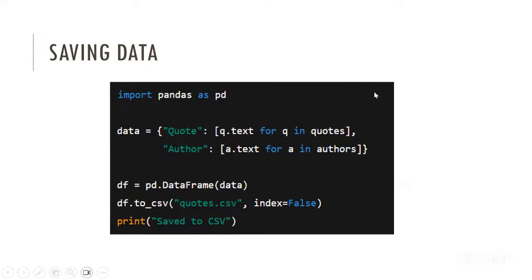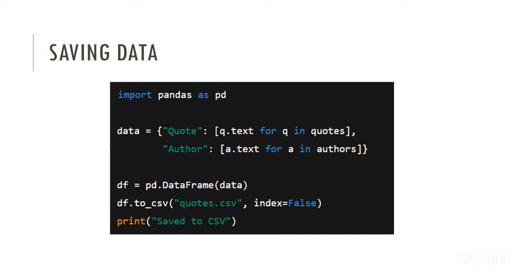So first, import pandas. Pandas is a Python library used for handling tabular data. It allows us to create a table with rows and columns, just like an Excel sheet. Then create a dictionary, where the key quote contains a list of all quotes, and the key author contains a list of all the authors. So every quote will match with its author in the same row.